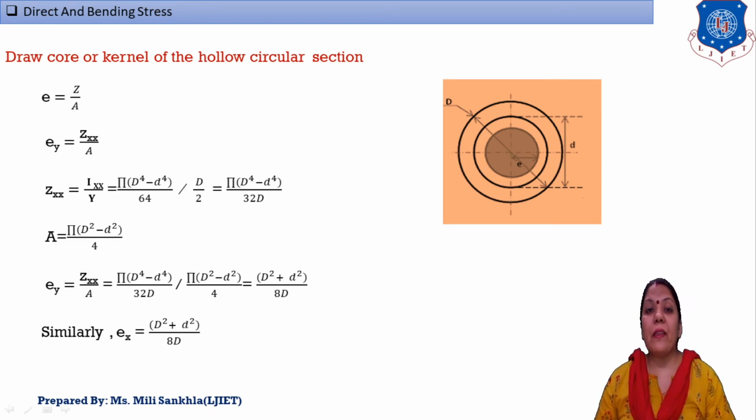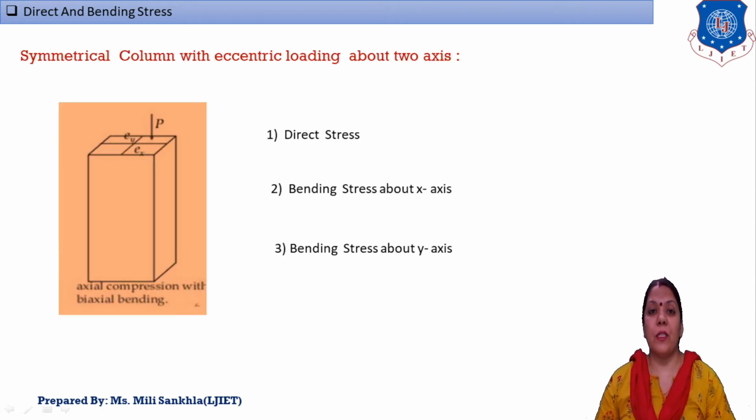After simplifying this numerator and denominator, our answer is (capital D squared plus small d squared) divided by 8D. Similarly, Ex is equal to (capital D squared plus small d squared) divided by 8D. The eccentricity about the y-axis is similar to the eccentricity about the x-axis for a hollow circular section. Here our derivation of core and kernel is complete.